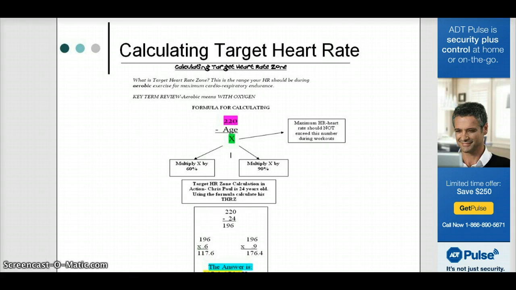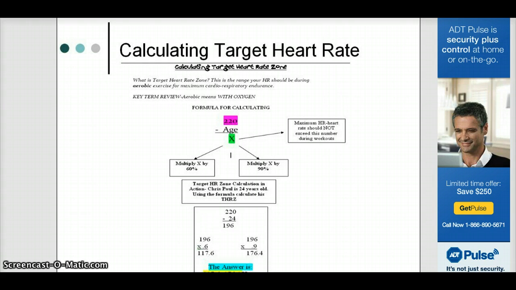What we use is a fixed formula of 220 minus your age. That product then represents the maximum heart rate, and students should not exceed this number when working out. What we really want to know is what's the optimum zone for them to be working out for cardiovascular endurance. And so what we do is we take that product, that maximum heart rate number, and we multiply times 60%. We then take that same number of the maximum heart rate and multiply times 90%.